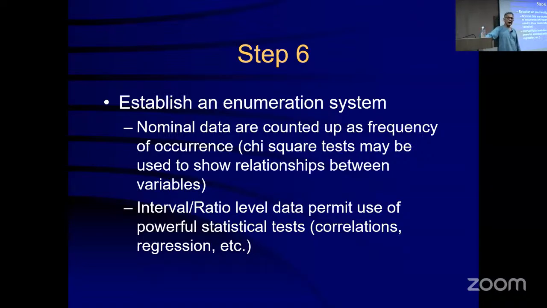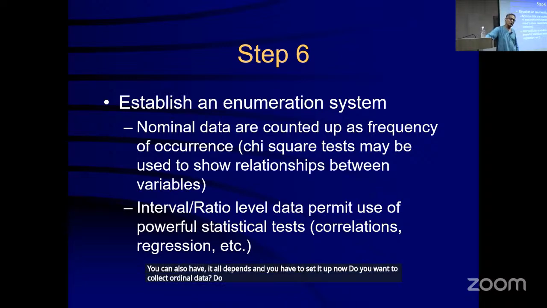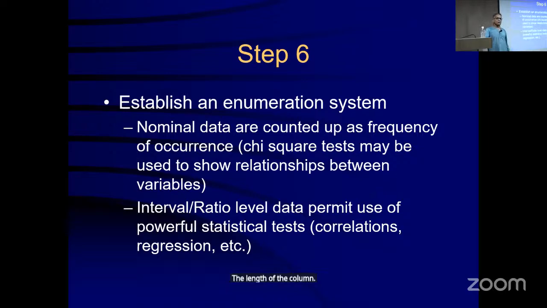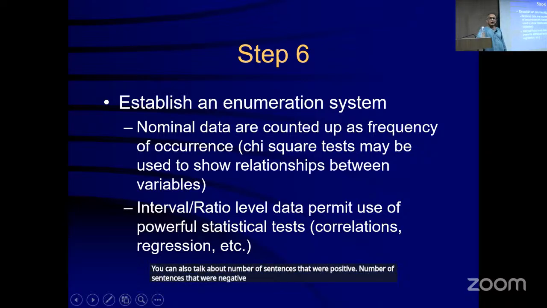You can also have other types, it all depends, but you have to set it up now. Do you want to collect ordinal data? Do you want to collect ratio level data? If you're looking at ratio level data in the case of newspapers, you might want to use the length of the column, the size of the story. That's one example for you. You can also talk about the number of sentences that were positive, the number of sentences that were negative. That is also a ratio level variable.